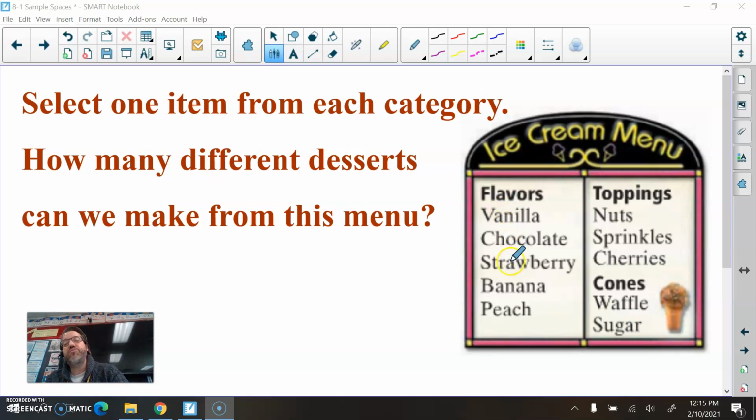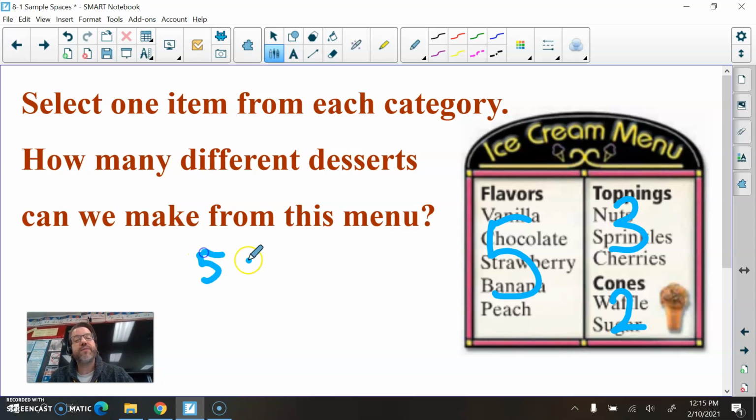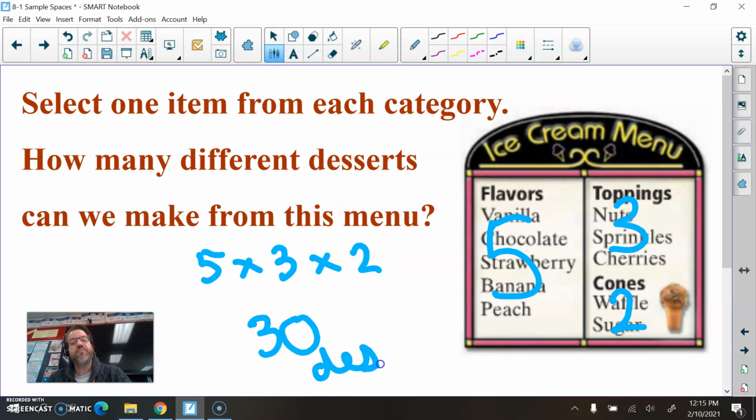Anyway, I have 1, 2, 3, 4, 5 flavors. I have 1, 2, 3 toppings, and I have 2 types of cones. So to find the number of different desserts we can make, just multiply those together. 5 times 3 times 2 is 30. So we have 30 different desserts that we could make from these options on this menu.